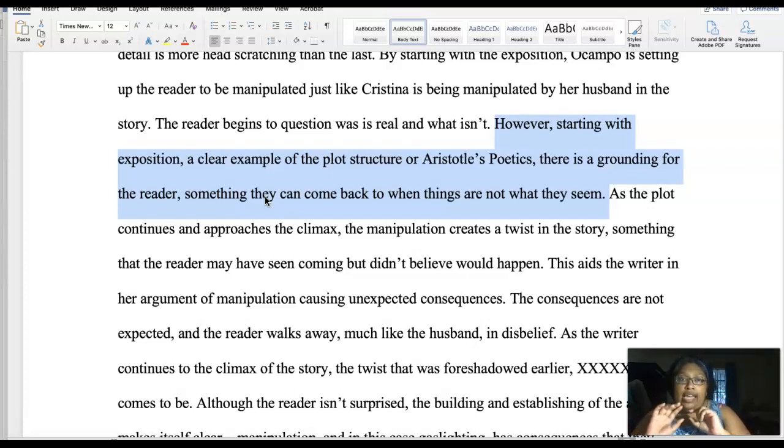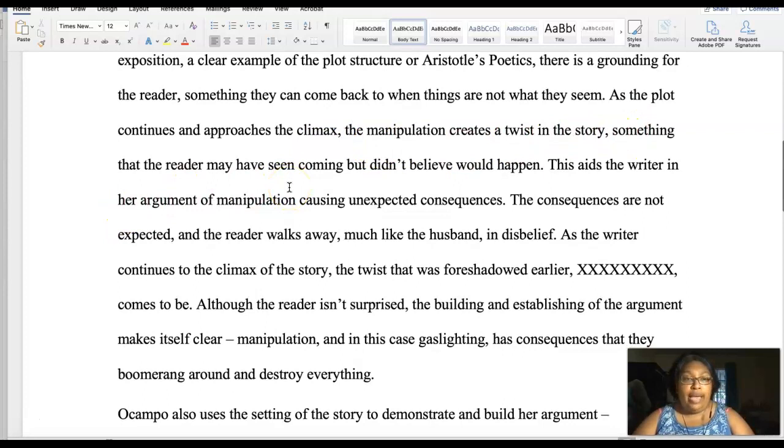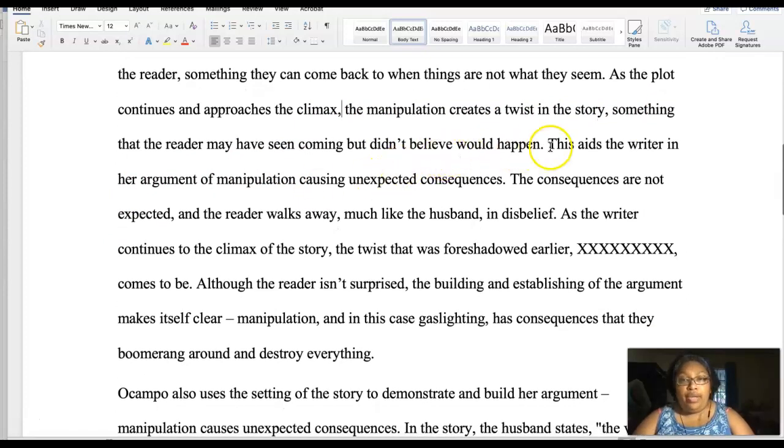And because it impacts the reader in this way, it allows the writer to argue their argument, right? It's very well done here. The student continues. As the plot continues and approaches the climax, see another part of the plot, right? The plot structure, she called it. The manipulation creates a twist in the story, something that the reader may have seen coming, but didn't believe would happen. This aids the writer in her argument of manipulation causing unexpected consequences.